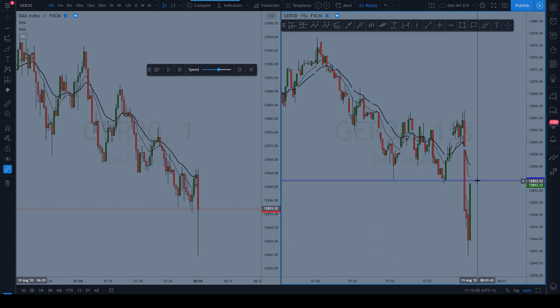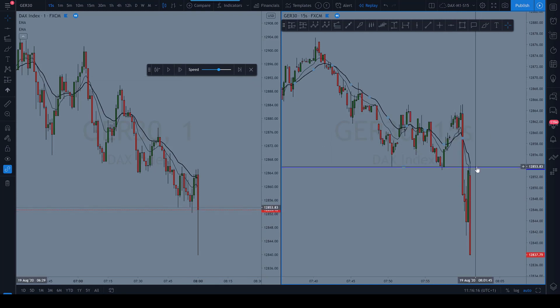Goes back up. What's this blue line? Well, it's the overnight lows and at the same time the Frankfurt session lows right now. Price comes back to it. What happened there? Bang, it goes down. Let's go to the M1 chart.